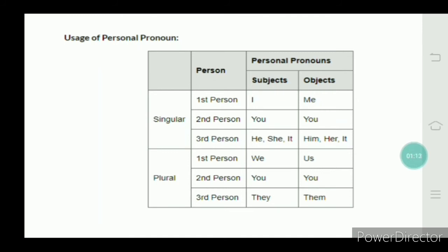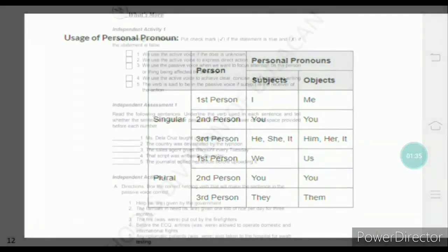For the plural, we will become us if it is used as an object. For second person, still the same, you will become you, still you. Third person, they, as a subject, will become them once it is used as an object in the sentence.